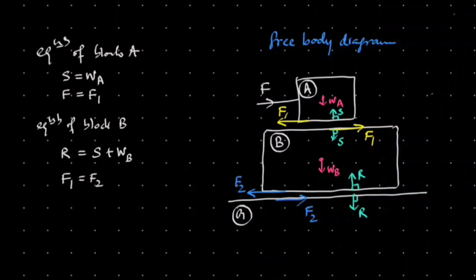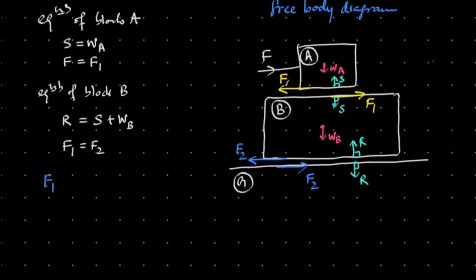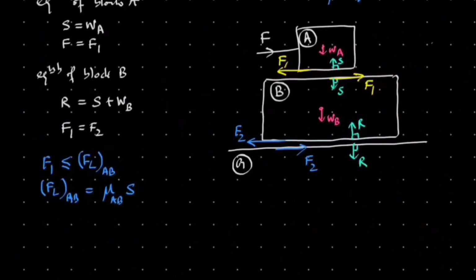So if you think about the block A, I could say, what is the frictional force acting on it? In this case it is F1. F1 is always less than or equal to the limiting frictional force between A and B. And the limiting frictional force between A and B can be written as the coefficient of friction between A and B times whatever the normal reaction you have between A and B. In this case it's S. So that's it for the block A.